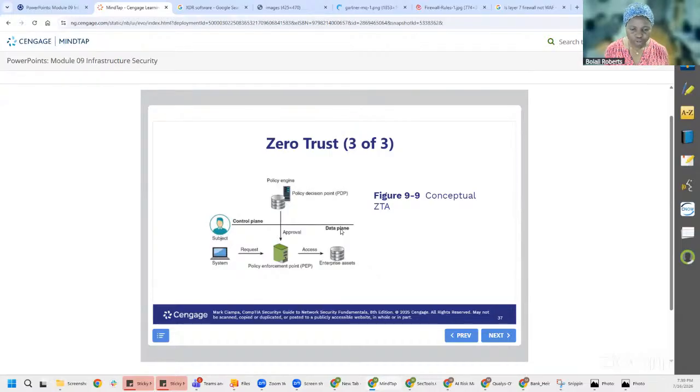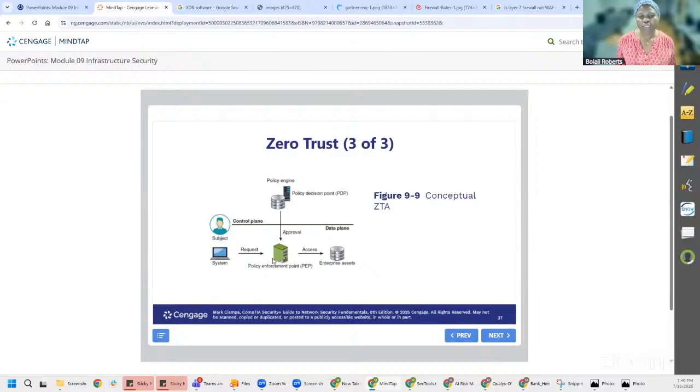So separating the control plane from the data plane makes it really efficient to make sure that authorization and authentication is effective. What does that mean? There is a policy engine here, and there is a policy enforcement point. A user makes a request. This could be a server-to-server communication as well. So a user makes a request and is requesting access.